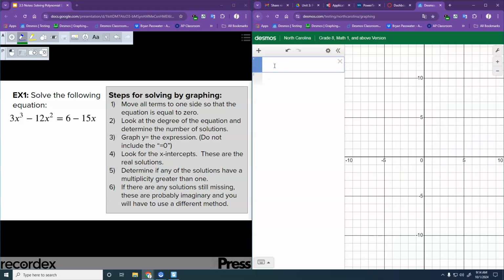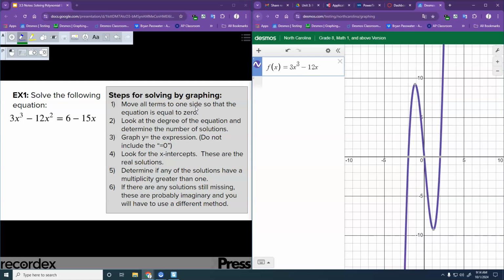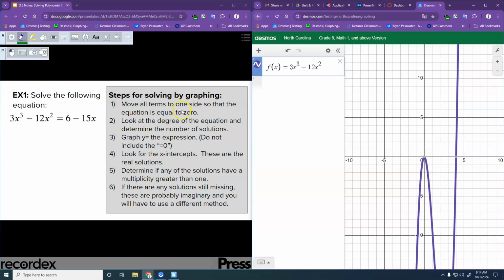Okay, if I have an equation and I'm trying to do it with Desmos, what I've told you so far was to do this. F of x equals the left side, right? So that'd be 3x to the 3rd minus 12x to the 2nd. Okay? And then what do I have to do with the other side? G of x equals, and then I put the right side of the equation, 6 minus 15x.